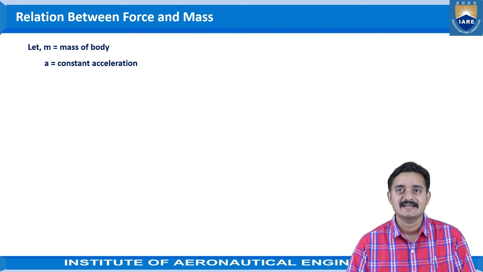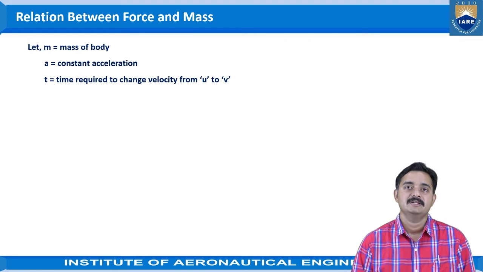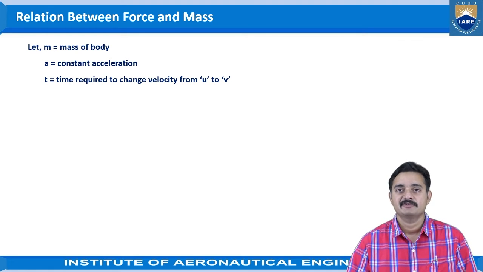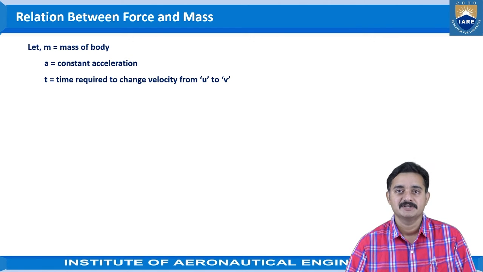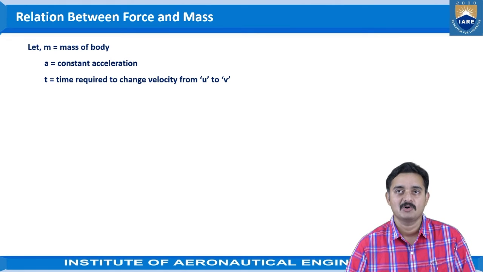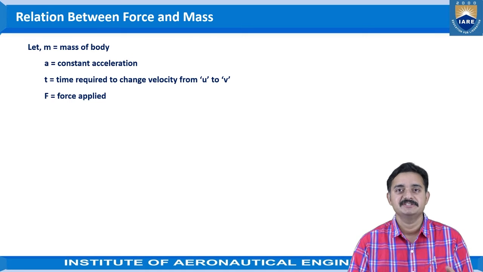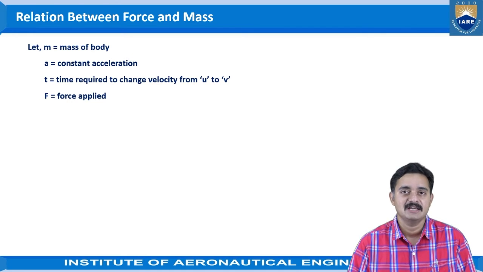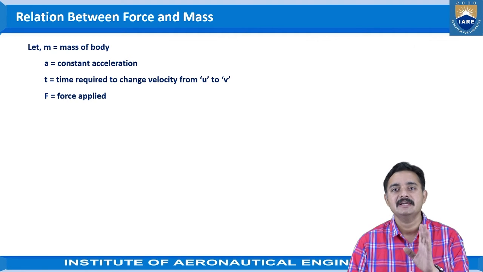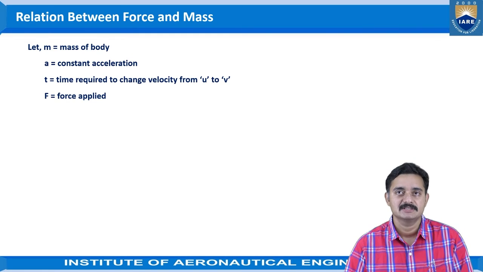and a is the constant acceleration, and t is the time required to change velocity from u to v. That means the object is moving, the initial velocity of the object is u and the final velocity is v, and the time required for this change in velocity is taken as small letter t. And F is the force applied. We have already discussed that for any object to change its velocity or direction, an external force should be applied, otherwise it will continue in the same velocity. So the force applied in the system for the change in velocity is F.